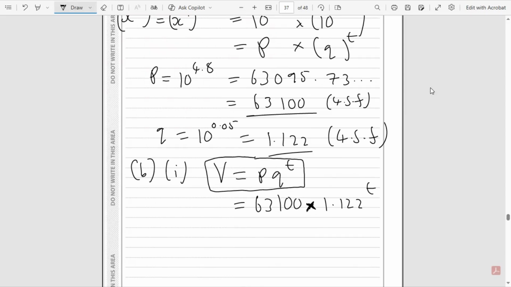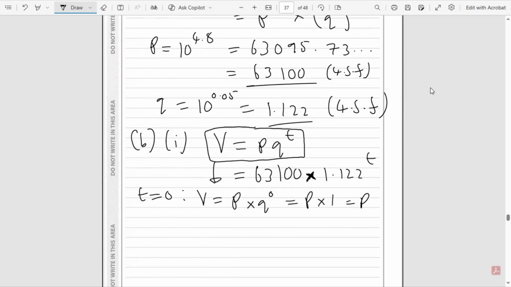Okay, so let's just think about it like this. If you sub in t equals 0, the value will be P times Q to the power of 0, clearly from the model. Q to the power of 0 is 1 because any number to the power of 0 is 1. Well, apart from 0, that's undefined. 0 to the power of 0 is undefined, but obviously Q is not 0. So this is just going to be P times 1, which is P. So P is your initial value.